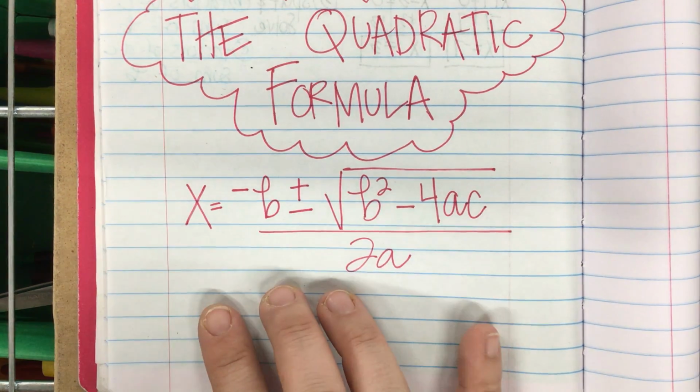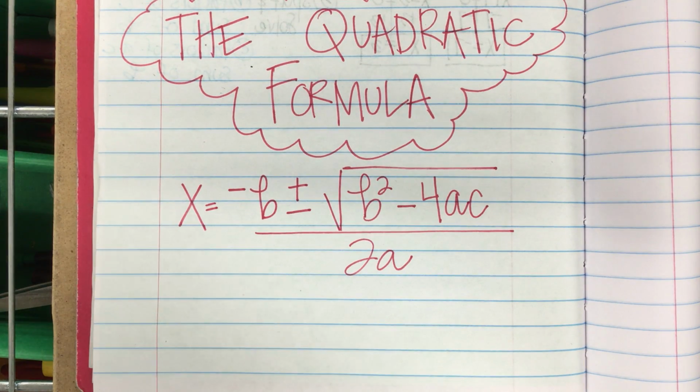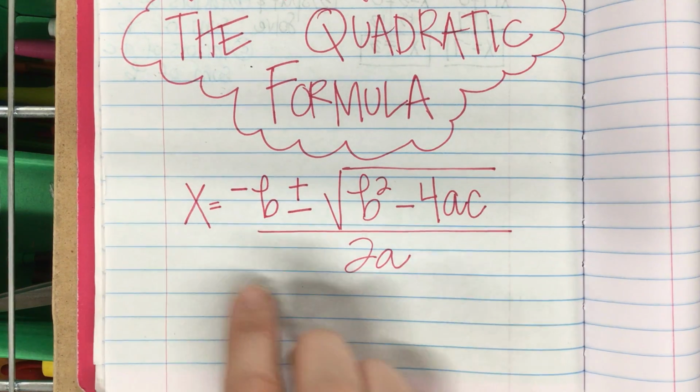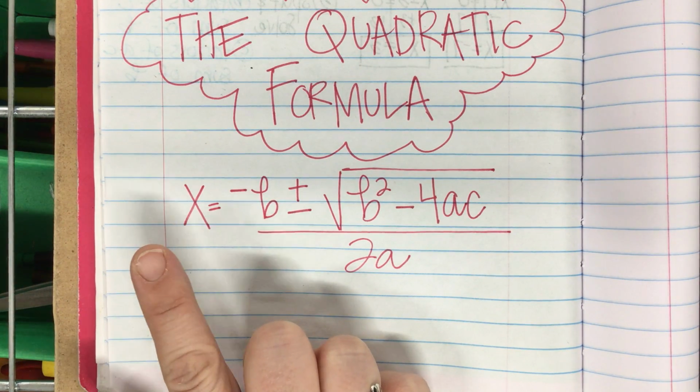The quadratic formula is set to a song to help you remember it. It's set to the tune of Pop Goes the Weasel. It goes like this. I remember this from ELA.